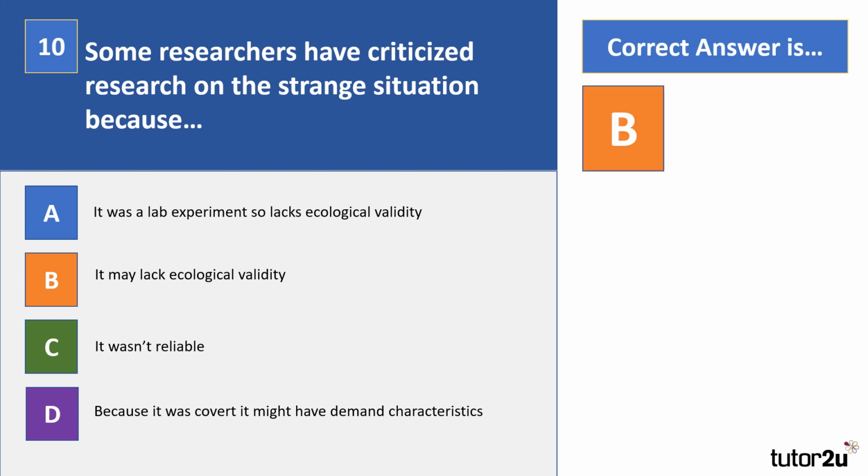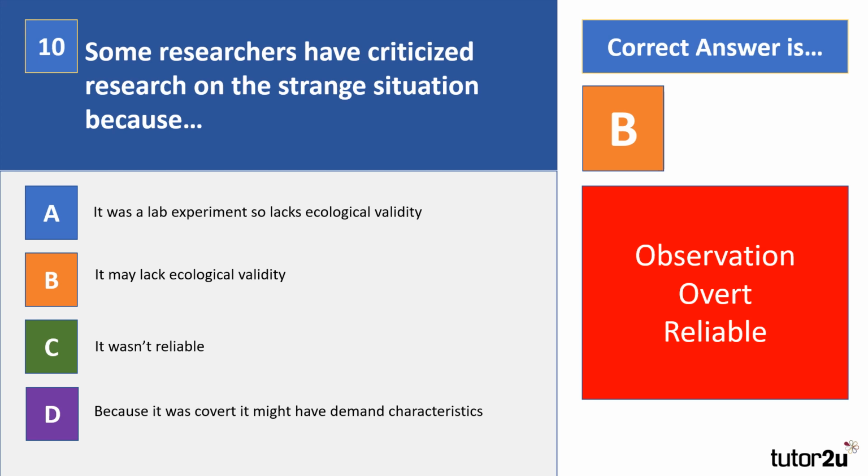Right, your correct answer is B, it may lack ecological validity. Now, well done those of you that spotted A there and thought, actually, no, it's not a lab experiment, so that can't be right. This question is really about how much you know about the strange situation. So the first one is a statement that students often write, which is incorrect.